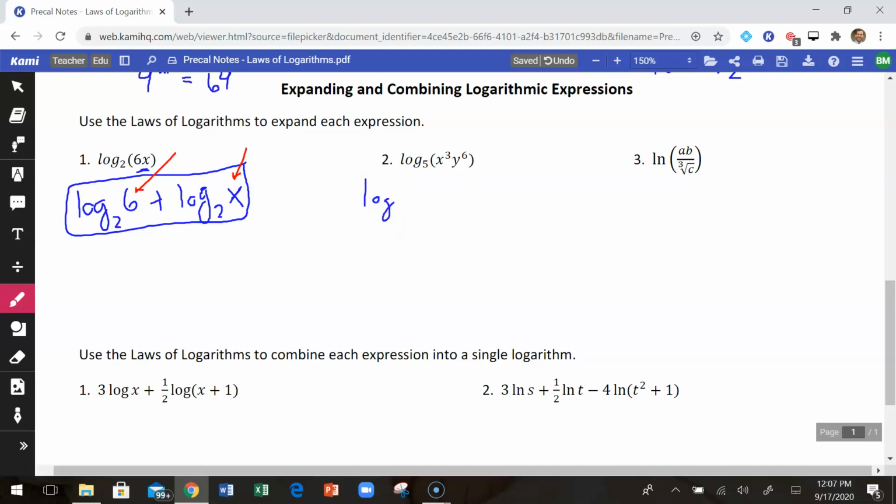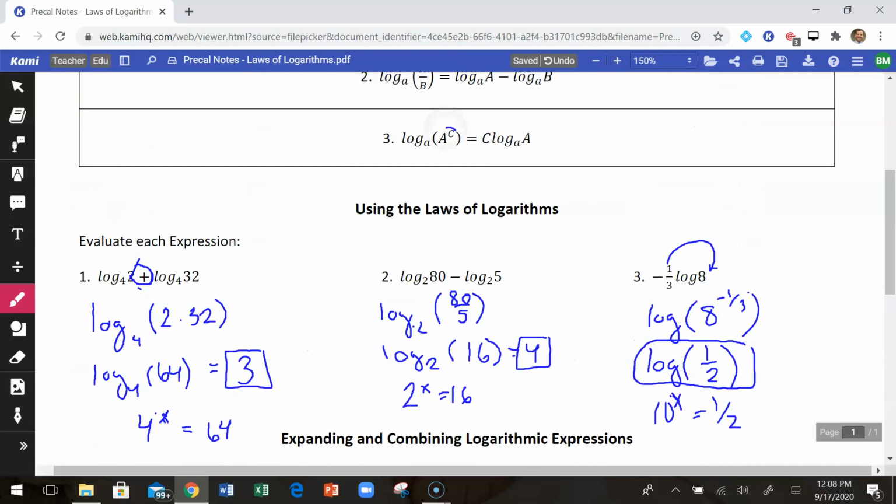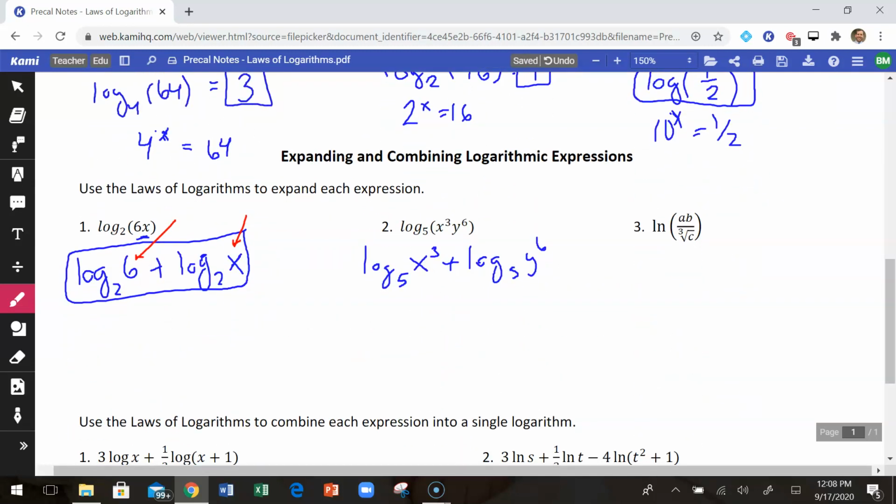So this is going to be log base 5 of x to the third plus log base 5 of y to the sixth. And then I'm going to use another property, and that is I don't want these exponents here. So if I don't want those exponents, I can bring that out front as a multiplication by that log. So the 3 would come out front, and we would have 3 log base 5 of x plus, bring the 6 out front of this one, 6 log base 5 of y, and we will leave it just like that.